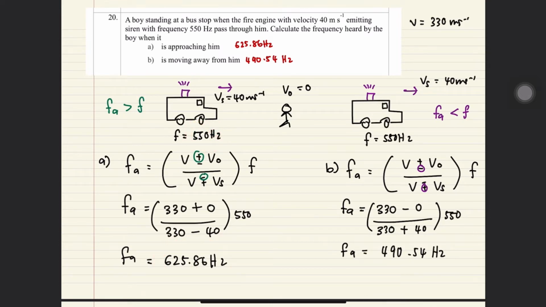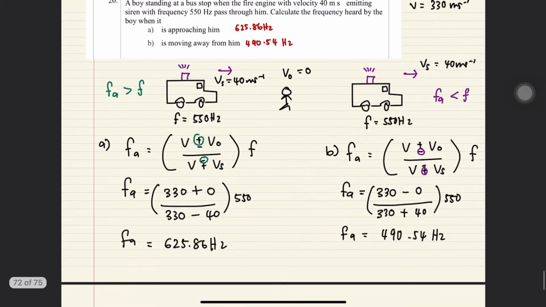So in the second example, you should get FA less than F. So 490.54 is smaller than 550. Again, it makes sense. Okay, just to check.